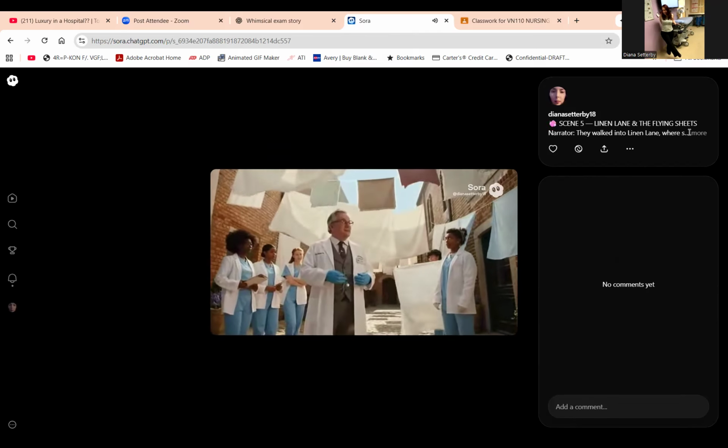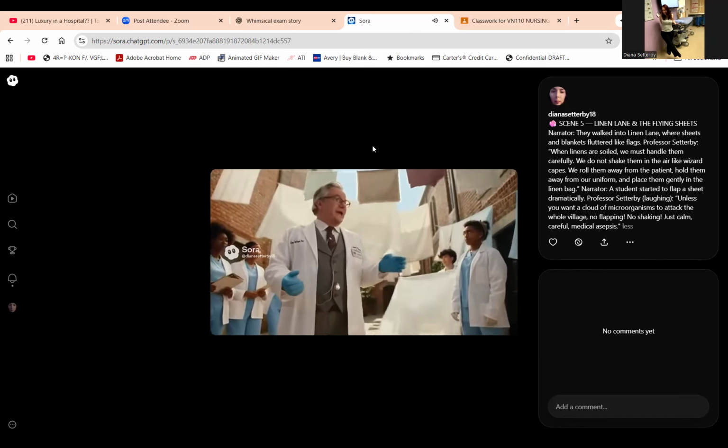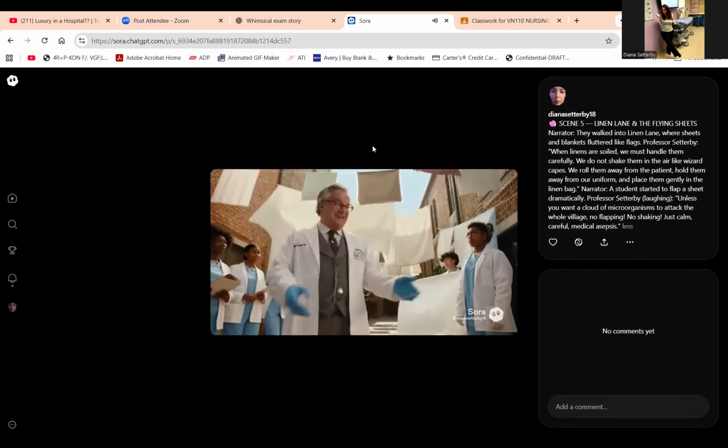They walked into Linen Lane, where sheets and blankets fluttered like flags. When linens are soiled, we must handle them carefully. We do not shake them in the air like wizard capes.